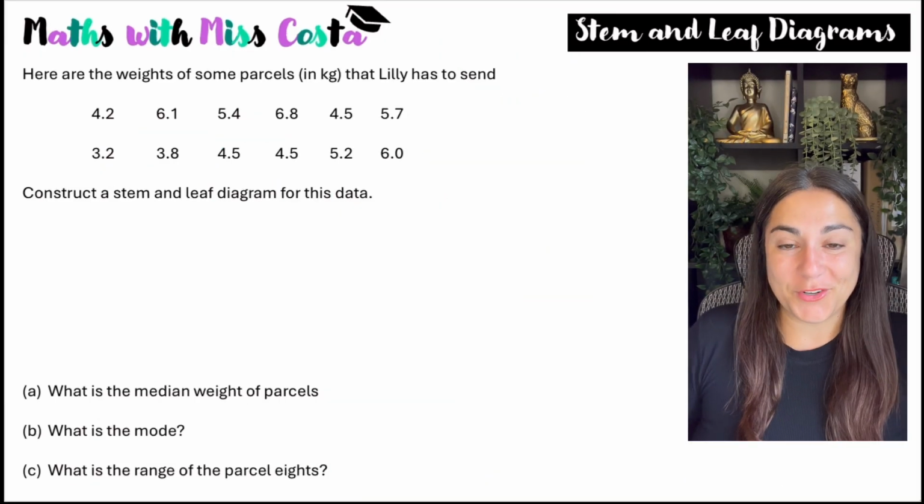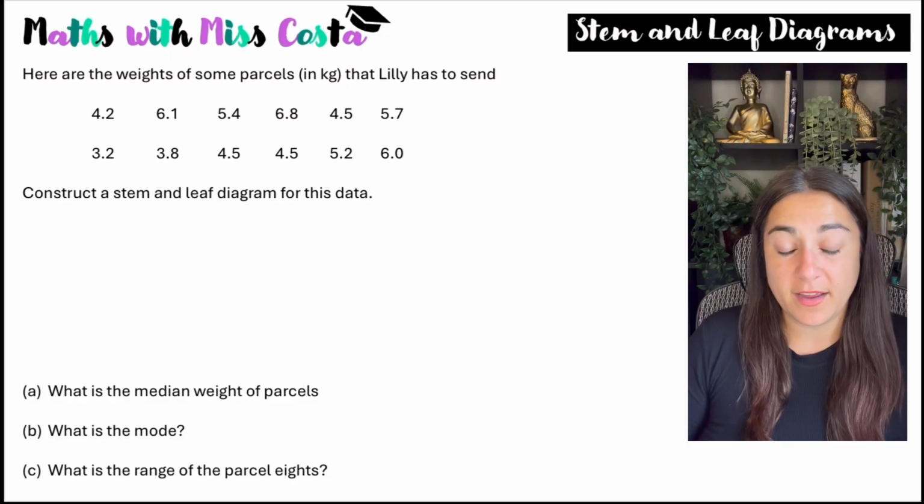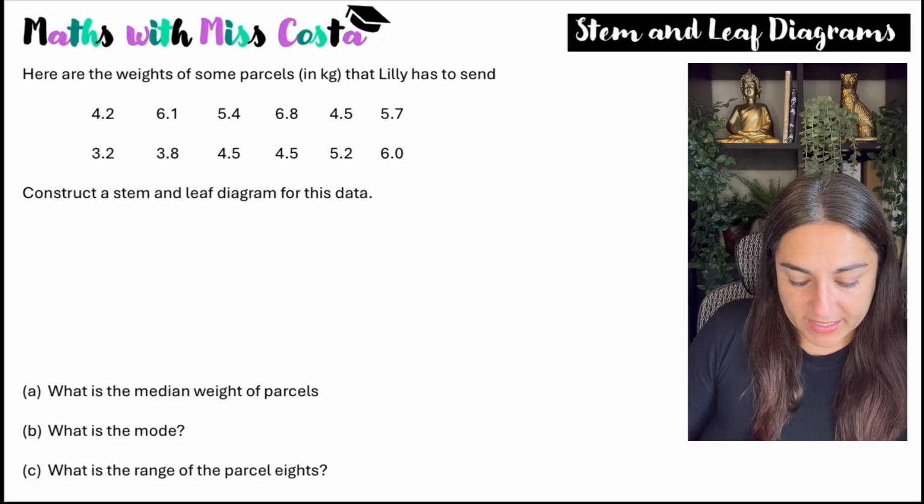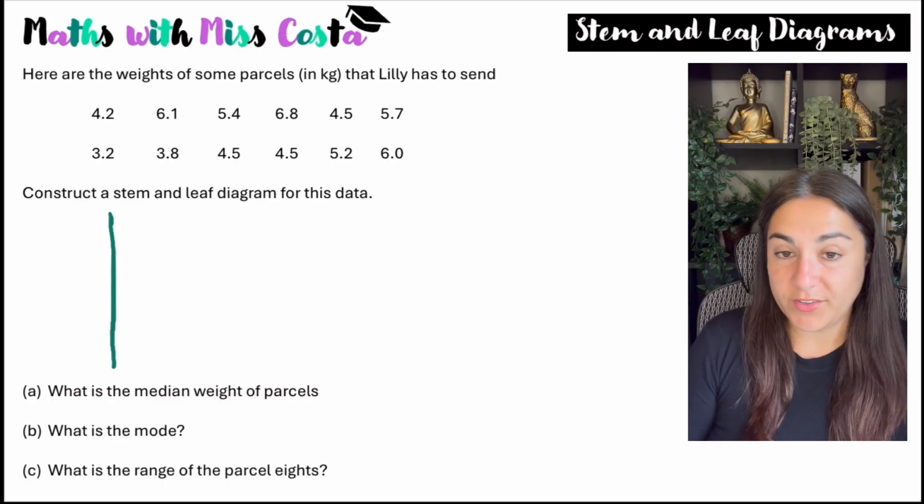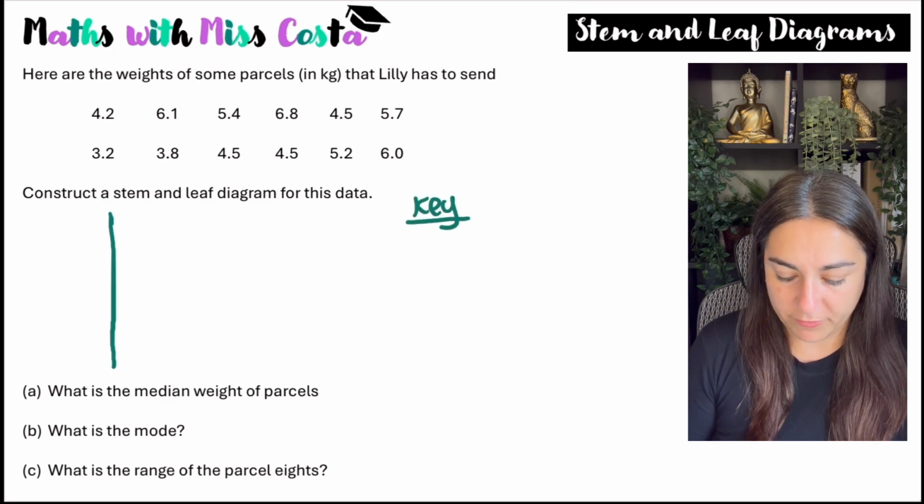Okay, so in this question, I'm told that Lily is going to send some parcels. So here are the weights of some of the parcels that Lily has to send. It's 4.2, 6.1, 5.4, and they're all in kilograms. And I need to construct a stem and leaf diagram for this data. So a stem and leaf diagram is something that looks like this. And what I do first is I create my key. So my key tells me what everything means.